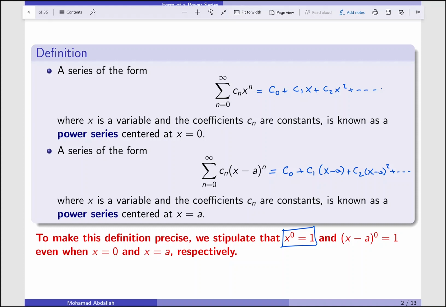It's an infinite series. So now we are making things a bit more complicated. Instead of having just a series, we are multiplying x to the power n, or x minus a to the power n, with this term. The terms that you used to have previously are going to be just the coefficients of the x exponents.